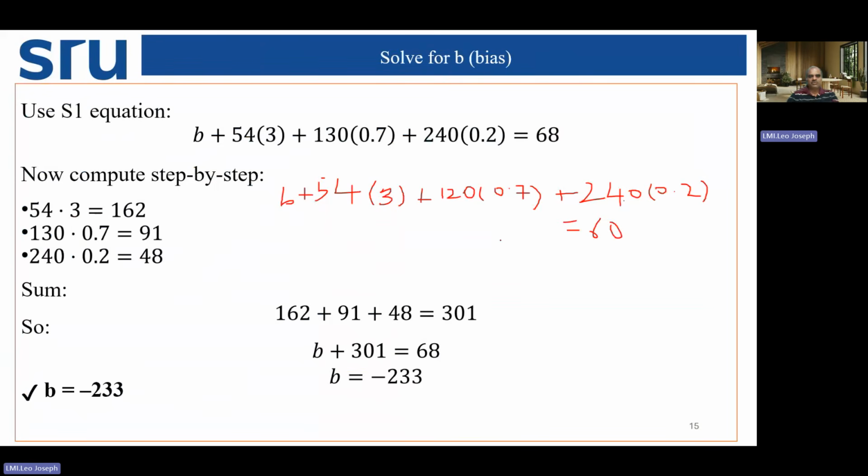So we can use a calculator and find out all the things available. 54 into 3 is 162. There is no change. 120 into 0.7 we need to calculate. Okay, you can do it here. I will take the calculator for instance.